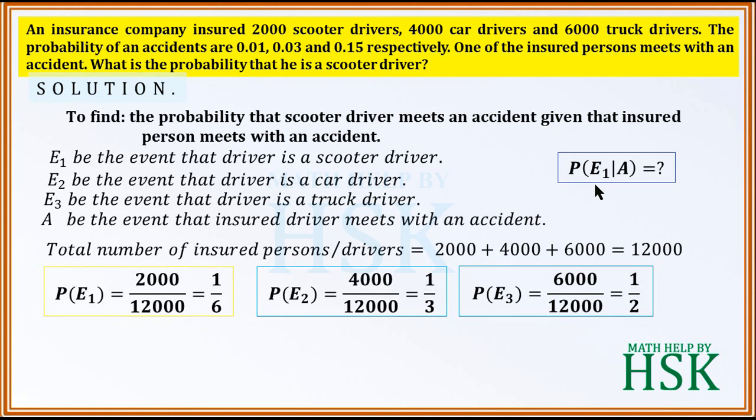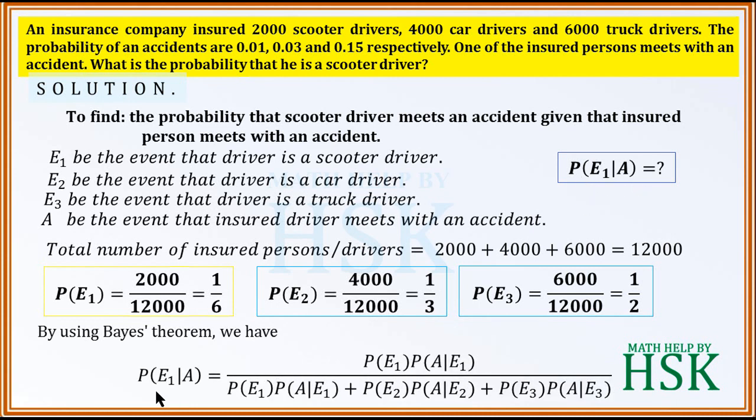To calculate the probability of E1 given A, we are going to use Bayes theorem. The probability of E1 given A is equal to P(E1) into P(A given E1), upon P(E1) into P(A given E1) plus P(E2) into P(A given E2) plus P(E3) into P(A given E3). As we have calculated P(E1), P(E2) and P(E3), we require further to calculate P(A given E1), P(A given E2) and P(A given E3).